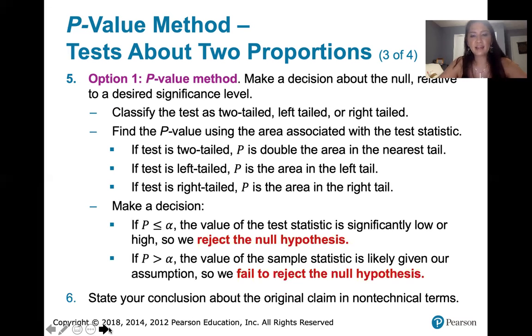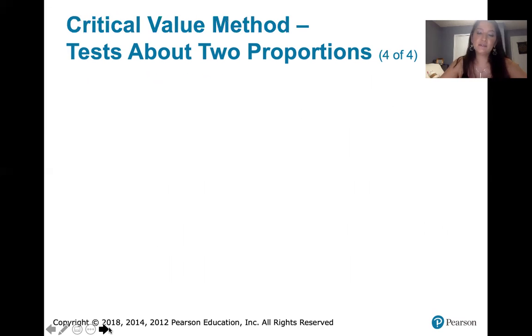And then we can go ahead and state our conclusion about the original claim in non-technical terms. A lot of people don't know what a null hypothesis is, and they definitely don't know what it is to reject the null hypothesis. So talking about the original claim in terms that everyone can understand is the way we want to end any hypothesis test. Okay, so that's the p-value method.